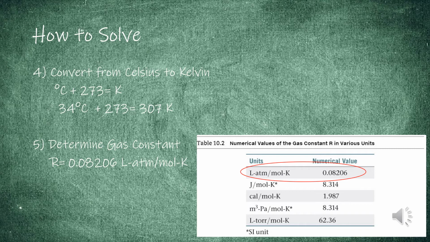Step 5 is to determine the gas constant, and if you look to the right, I have provided table 10.2, which gives the numerical values of the gas constant R in various units. We must decide which one to use, and I've gone ahead and circled it. As you can see, we're using liters atm per mole per Kelvin, and the numerical value for that is 0.08206, and so that is your gas constant, the R. After we have got all this, we may now move on to the final step, which is step 6.